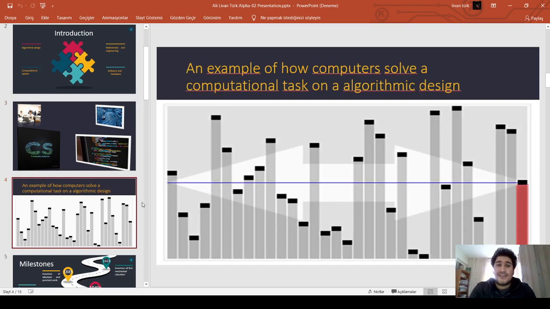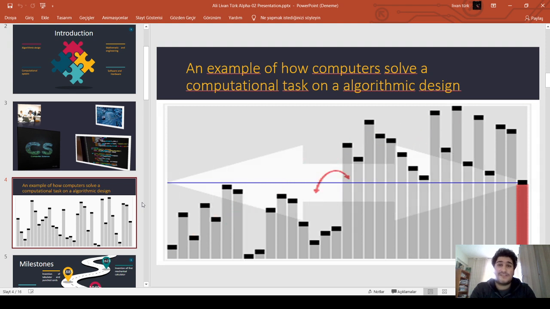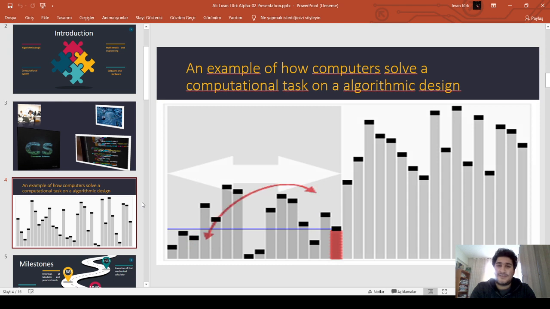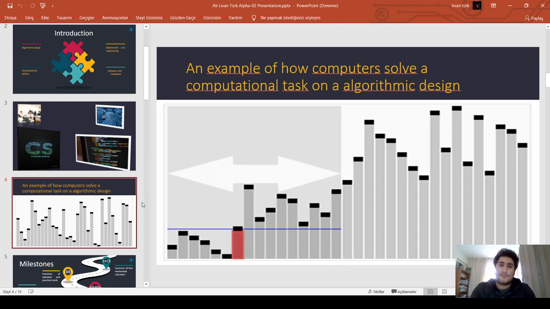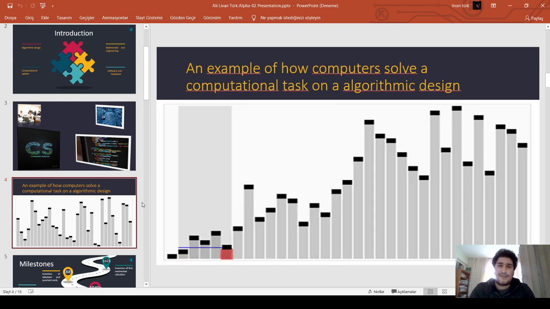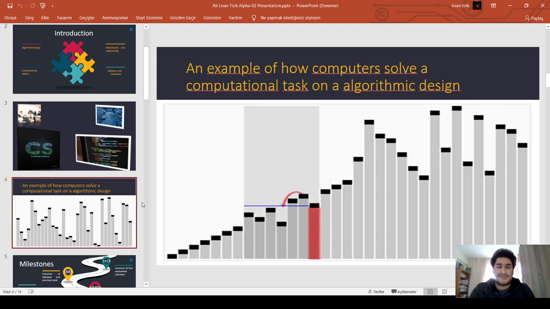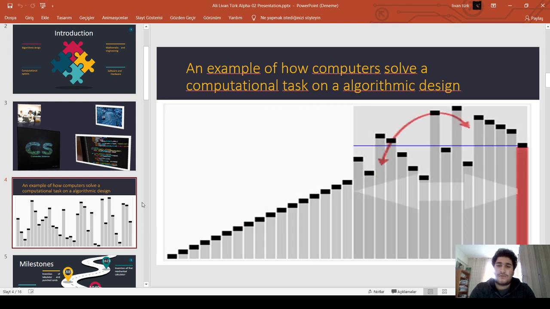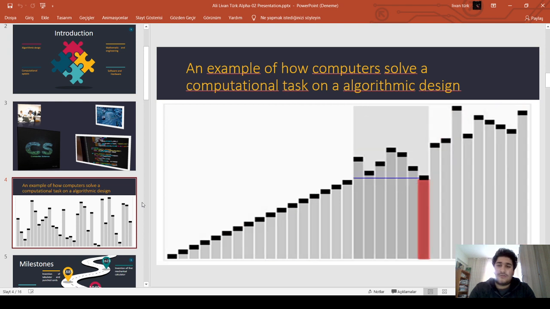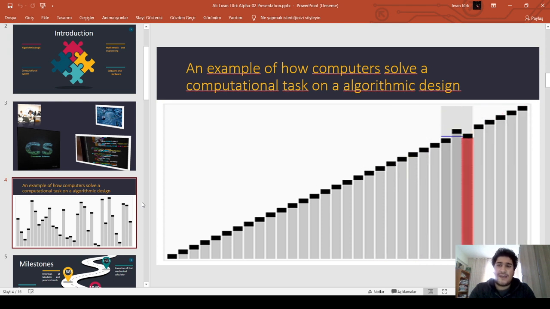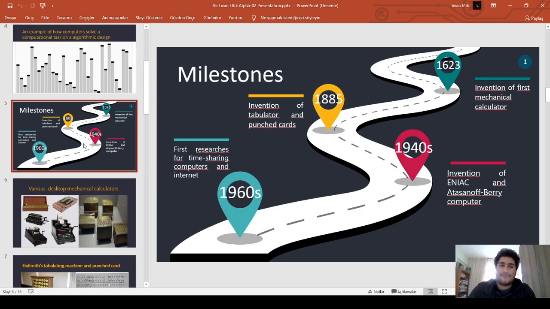And here's an example of how computers solve a computational task with an algorithmic decision. As you can see, the lower ones go to the left and the higher ones go to the right to solve these computational tasks. You may think that looks pretty slow because it would take a very long time, but I can assure you this is much faster than it looks. And as you can see, there's a perfect decision.